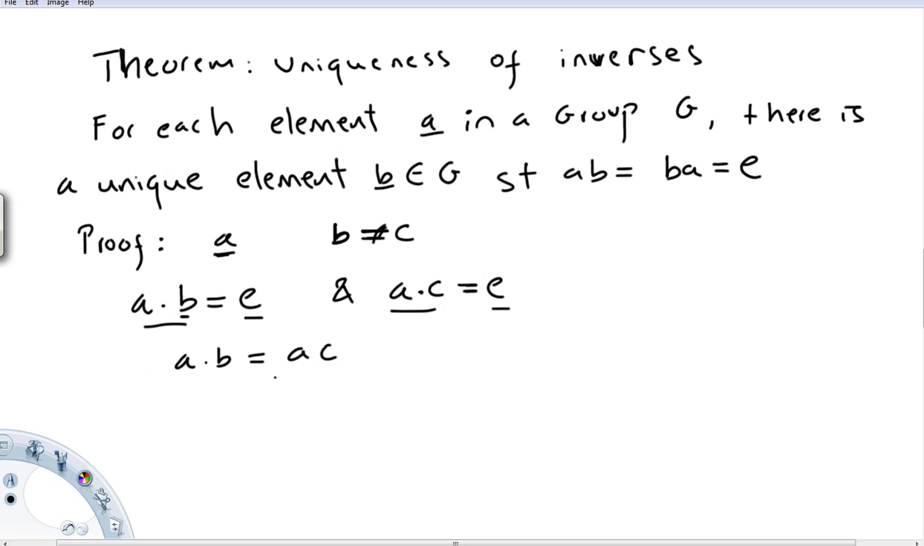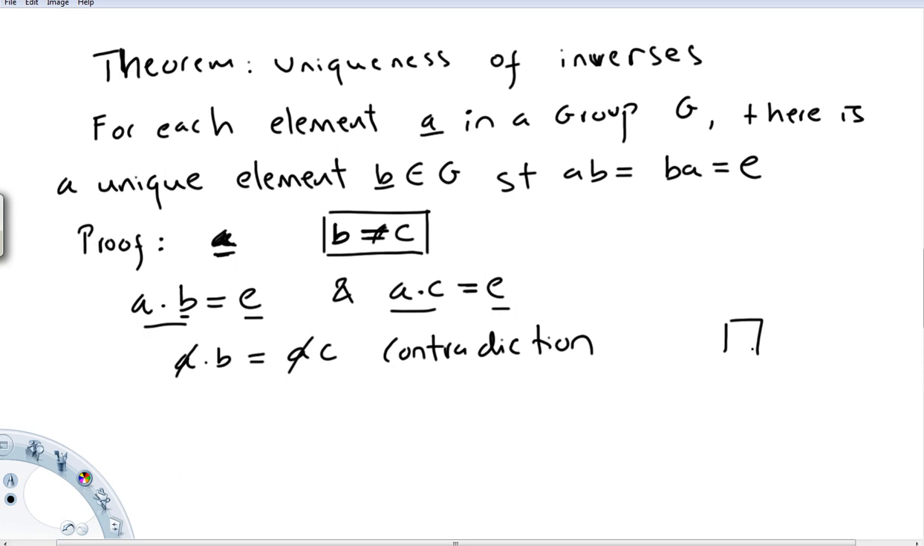But now we just proved the cancellation law. So using the cancellation law, B equals C. So we reached a contradiction, because our proposition was that B is different from C, and we reached B equals C. So B cannot be different from C. Any element A in G will have one and only one inverse element, and this concludes the proof.